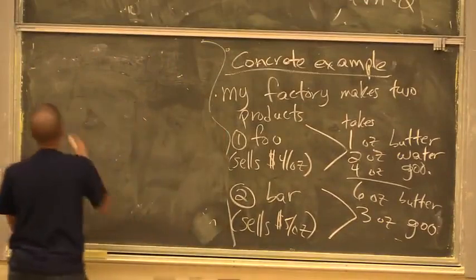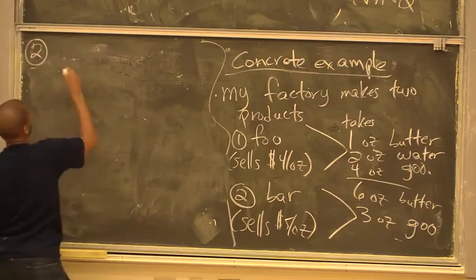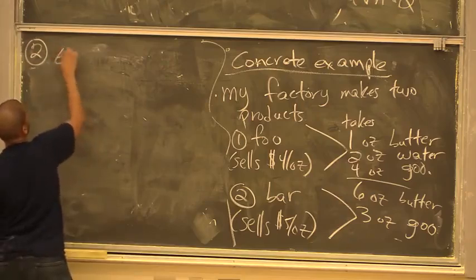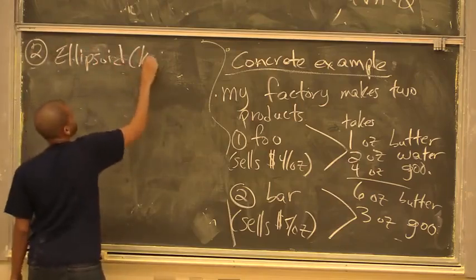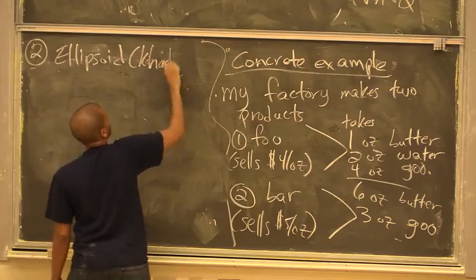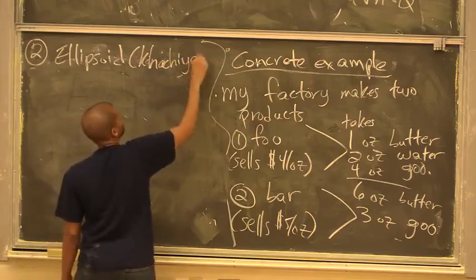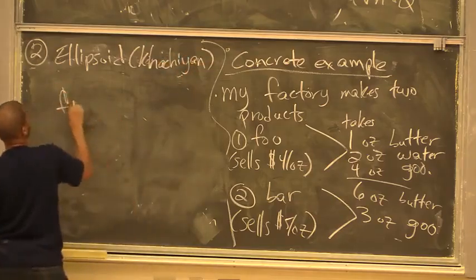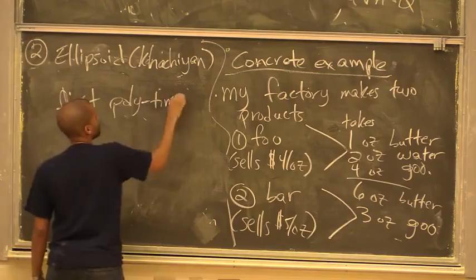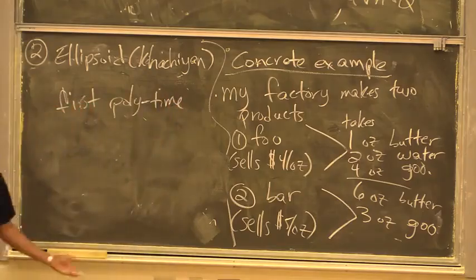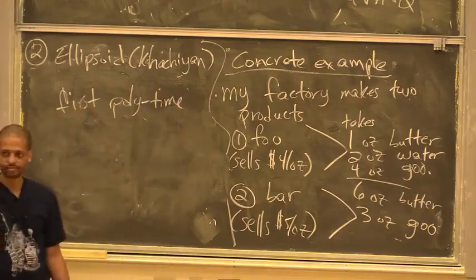There's another algorithm, or two more. One is the ellipsoid algorithm due to Khachiyan in the 70s. And this was the first polytime algorithm for linear programming, right? Roughly 30 years after the simplex algorithm.